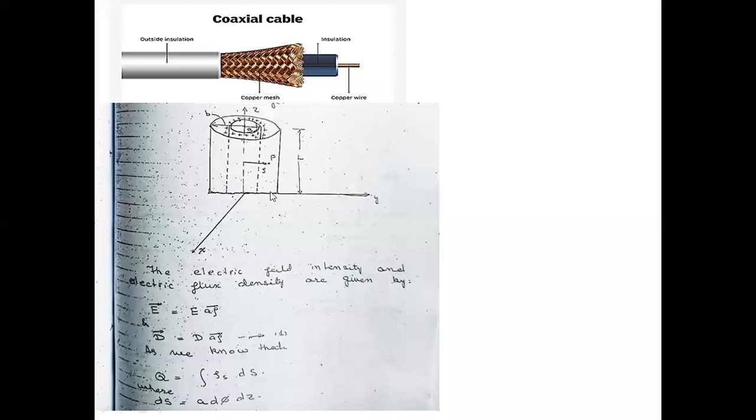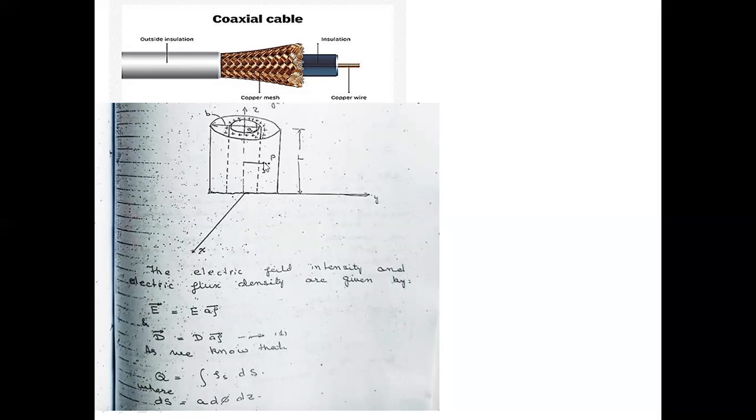Now the second application is the coaxial cable. What is a coaxial cable? It actually has two conductors, one is the inner conductor and the other is the outer conductor. Both these conductors have their own insulation, this insulation between these two, and this insulation between these two. The positive charges always appear on the outer surface of the inner conductor, and the negative charges appear on the outer surface of the outer conductor.